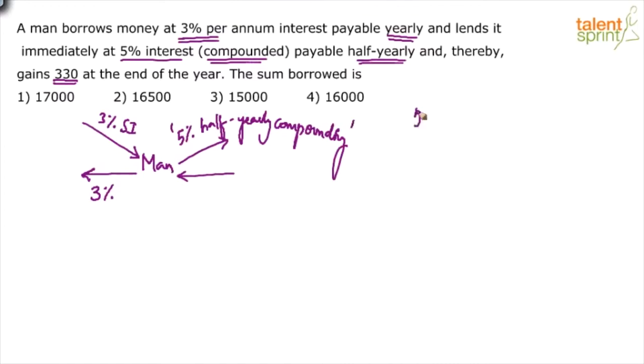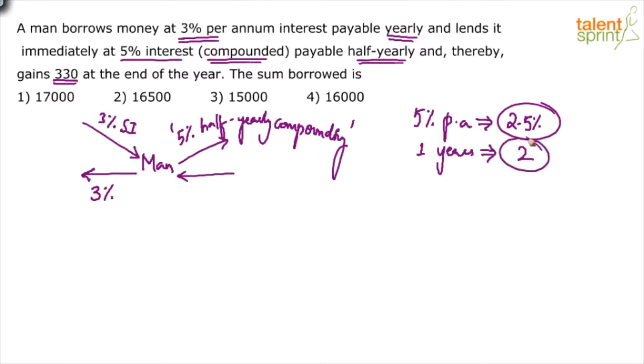See, 5% per annum is the rate of interest. And if it is half yearly, we'll take it as 2.5% per half year, right? Similarly, total time period is 1 year. So how many half years? 2 half years. You getting it? So the rate is 2.5% per period, per interval, per 6 months. And there are 2 such intervals of 6 months. So what is the overall interest that he would get? So it's like this, 2.5% and 2.5%.